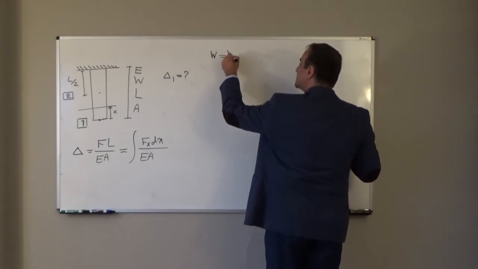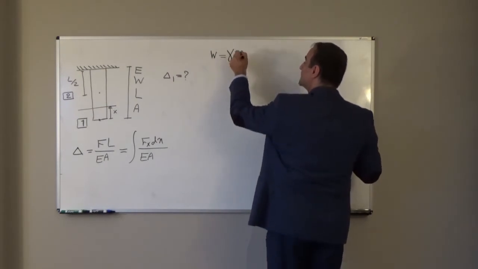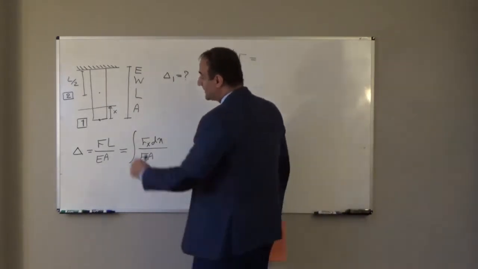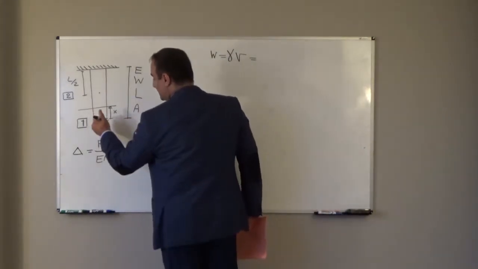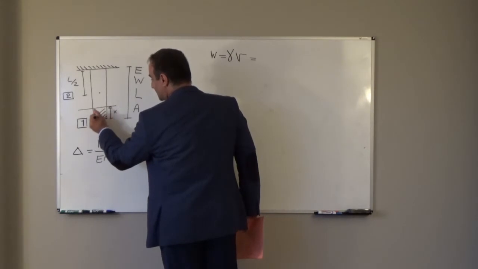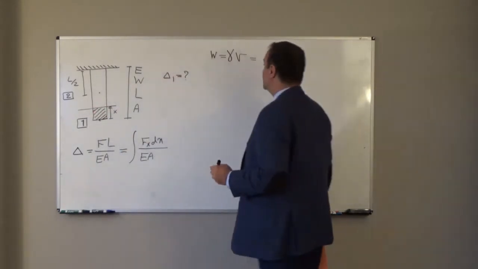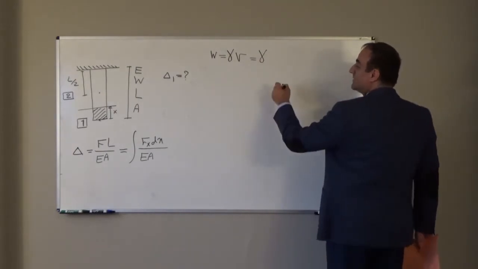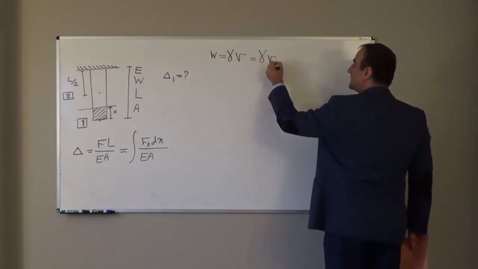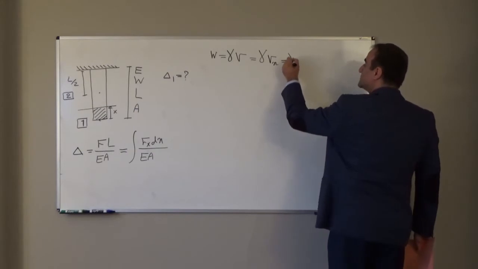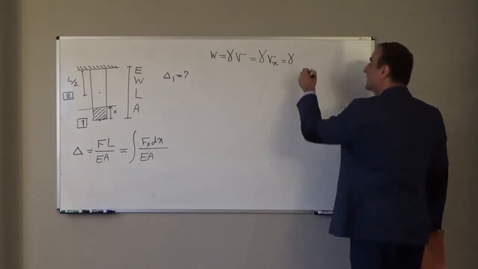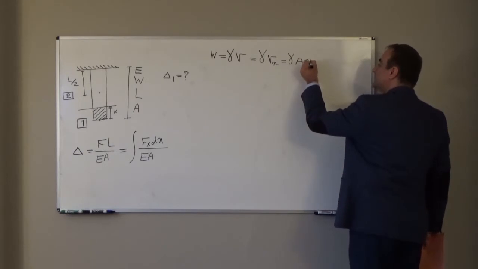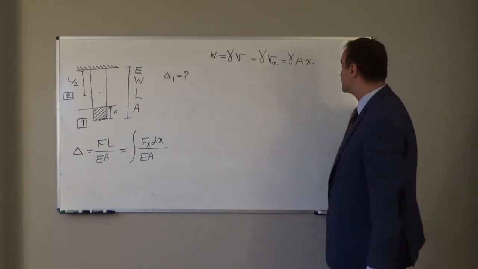Weight is unit weight times volume. Here, if I cut at x distance, what is the weight for this segment? It will be unit weight times the volume Vx at x location. So it will be unit weight times volume, which is cross-sectional area times length. Length over there is x.